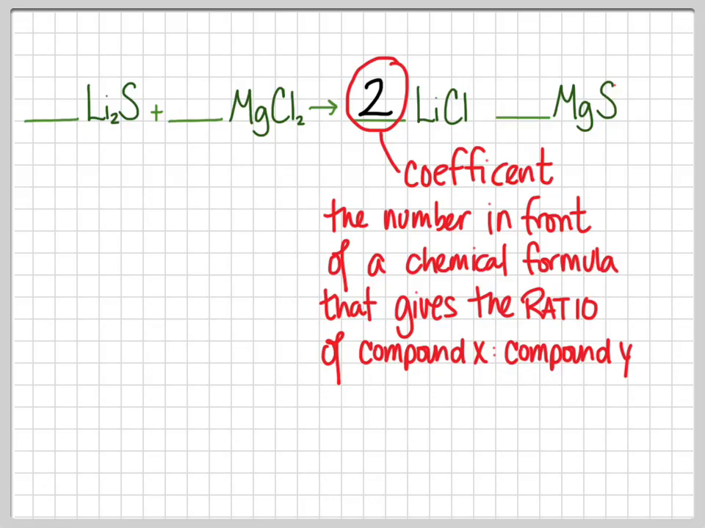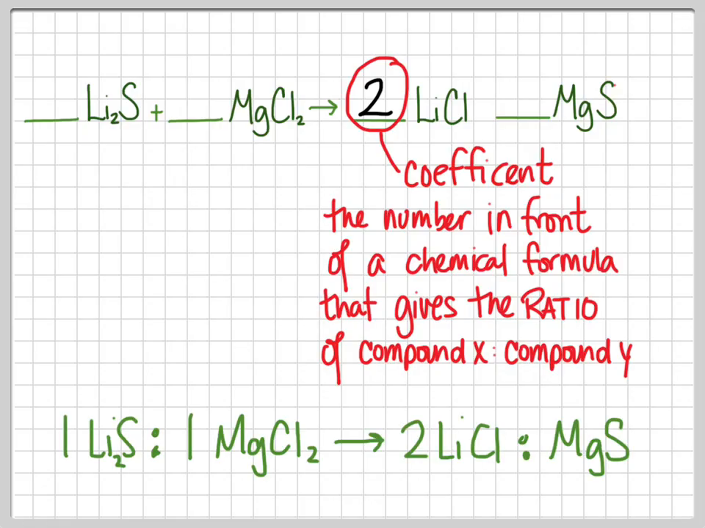The coefficient is the number in front of a chemical formula in an equation that gives the ratio of one compound to another, compound X to compound Y. So what this 2 is telling us is that for every unit, we don't have to talk about what the units are yet, for every 1 unit of lithium sulfide on the reactant side, we have 1 unit of magnesium chloride on the reactant side, and that will produce 2 units of lithium chloride on the product side and 1 unit of magnesium sulfide on the product side. Again, if there's no number in front of the compound, we assume that to be a 1 because we wouldn't write the formula if there wasn't at least 1 unit of it there.